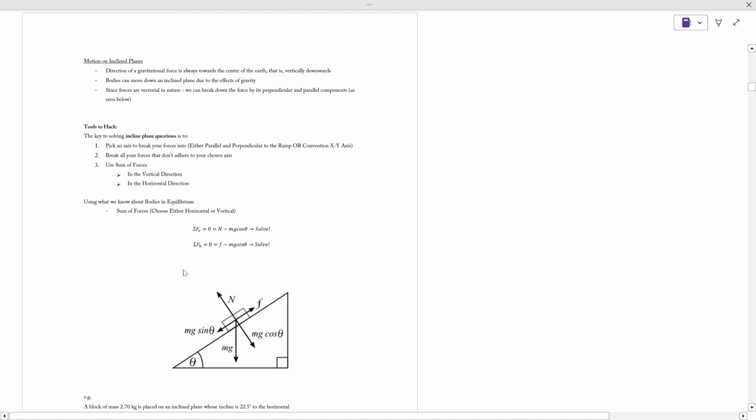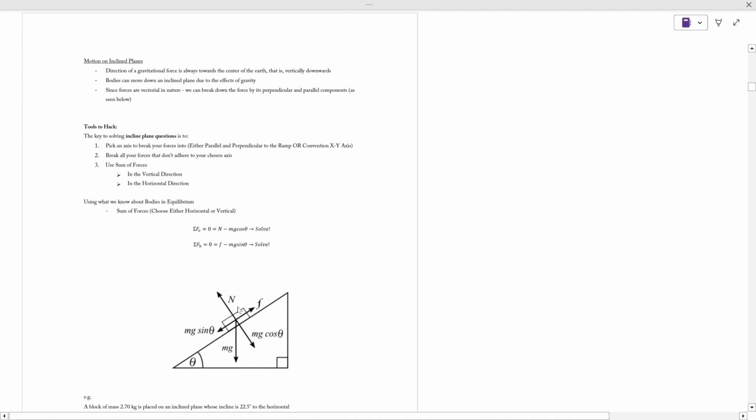First, nominate an axis you want to work in, either your typical conventional XY axes, or the axes of the inclined plane. In this case, the perpendicular axis would be this way, and the parallel axis would be this way. It's basically a conventional XY axis rotated to fit that plane. What's important is you need to break up all your forces that don't adhere to your chosen axes. So let's say we chose the parallel and perpendicular axes relative to the plane. We want all our forces to adhere to those two axes, right?